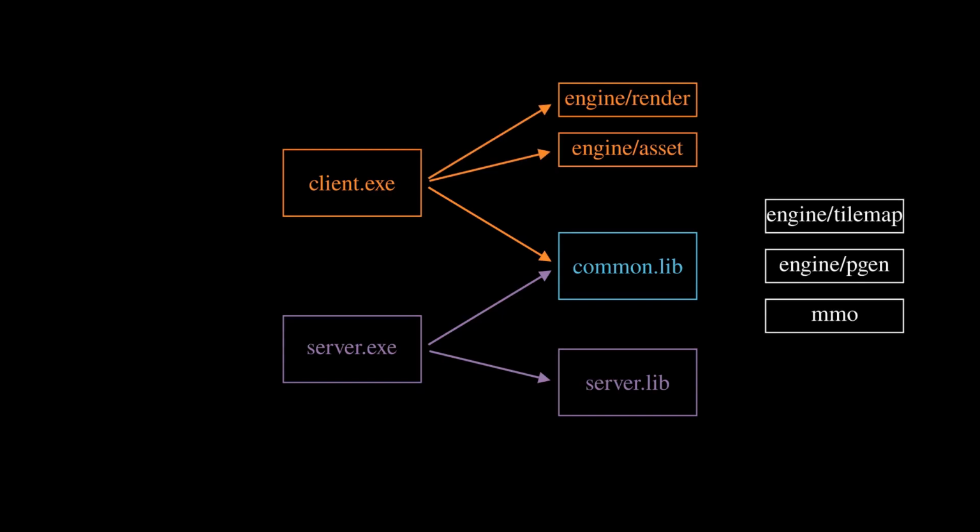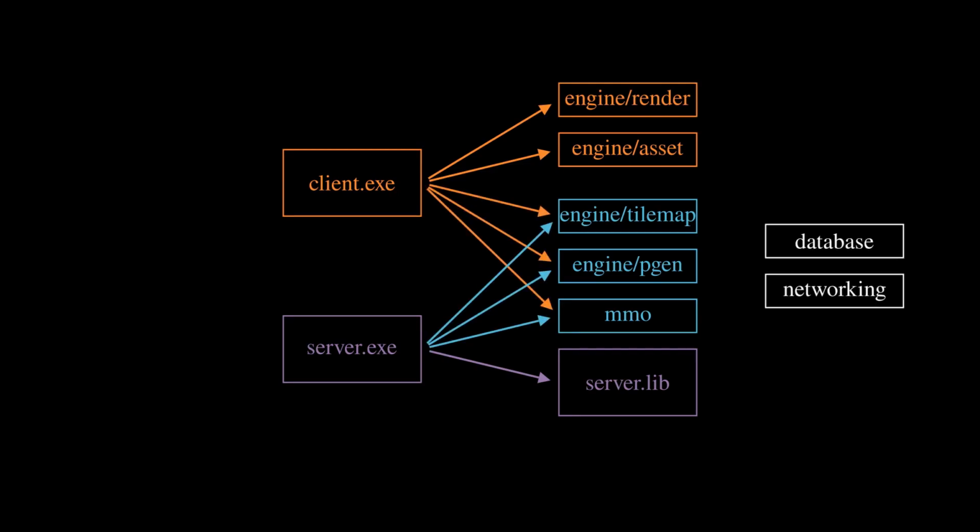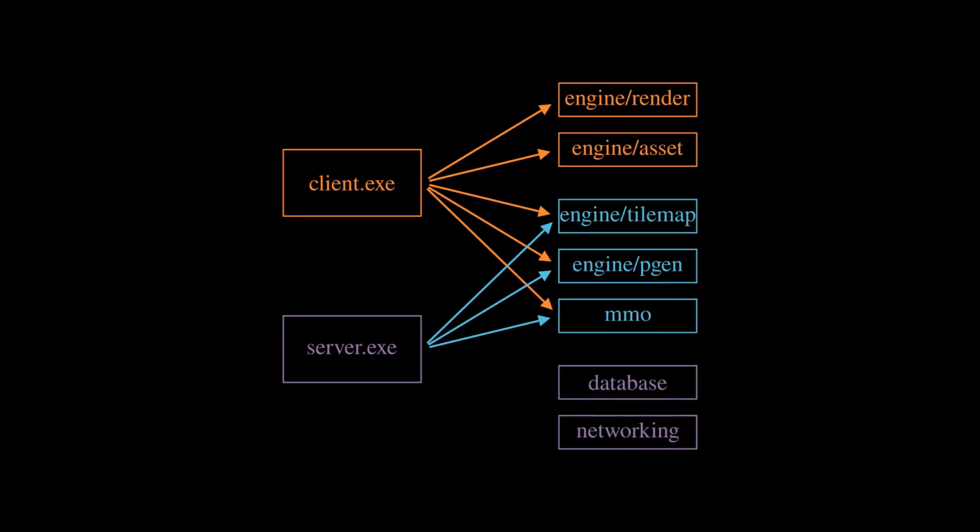Next, we have a few packages such as tilemap, pgen, and MMO. Each of these holds logic that is used by our game loop, which is simulated on both the client and the server. We will categorize packages like this as common. We don't have these now, but eventually we will need to talk to databases and other servers. The client should never need to do either of these tasks, so we will categorize these as server libraries.